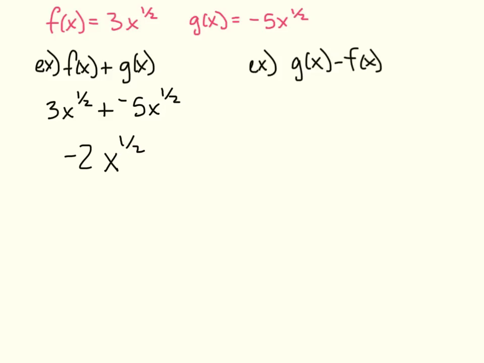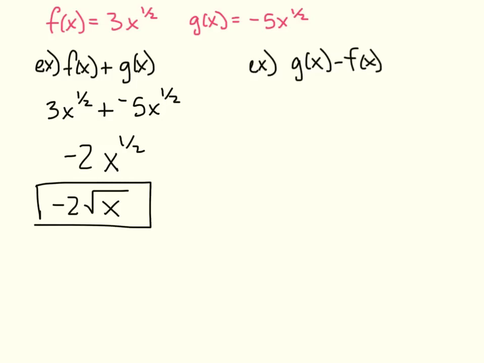Now, I have negative 2x to the 1/2. What's x to the 1/2? That's a square root, right? So this is negative 2 square roots of x. Alright, so that's if I add them together.